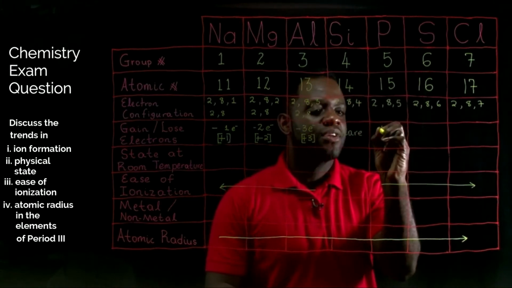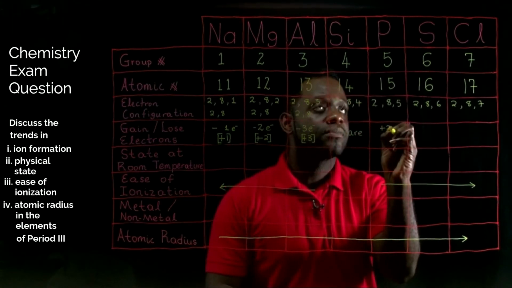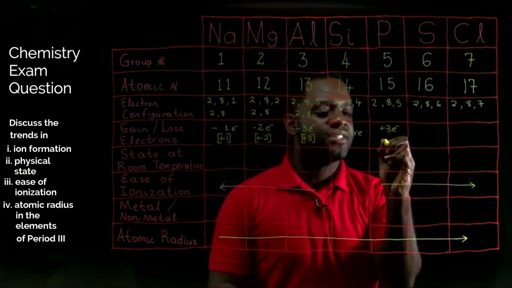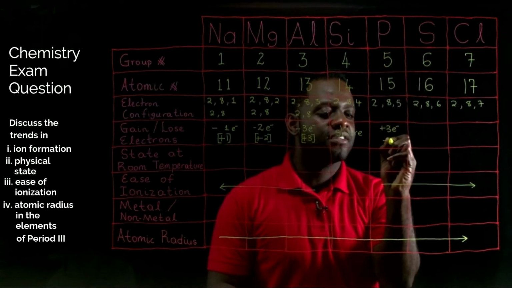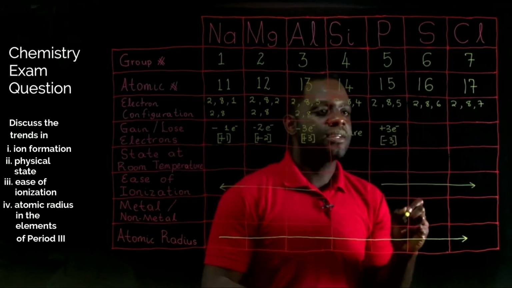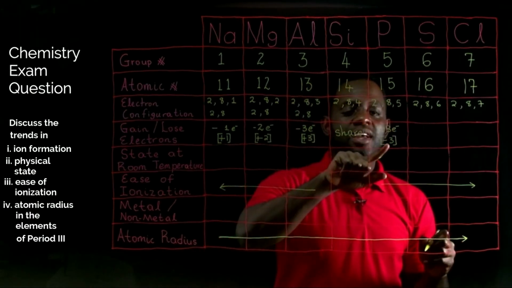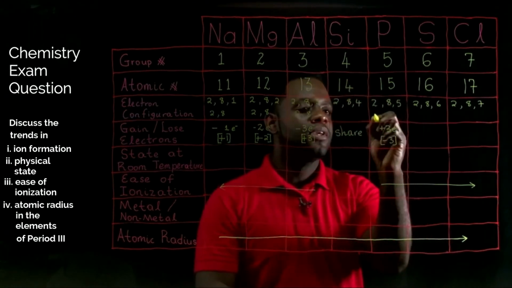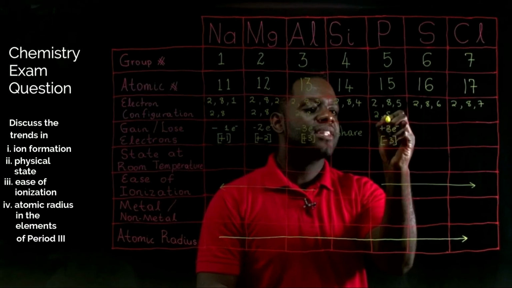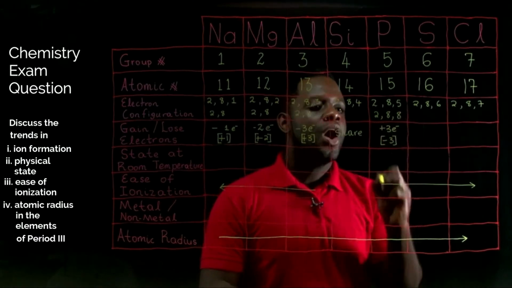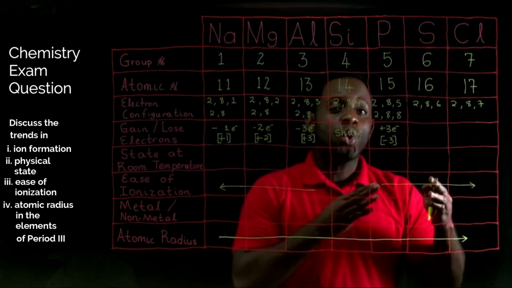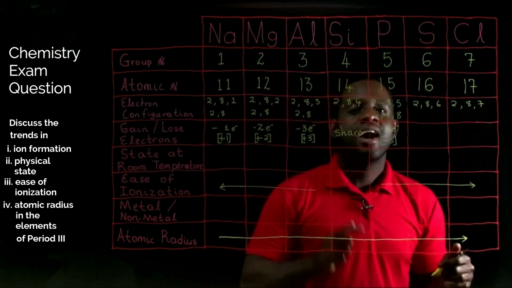So in gaining 3 electrons, phosphorus obtains a charge of -3. And its ionic configuration as an ion will be 2, 8, 8, which is the same electron configuration of its closest noble gas, argon.